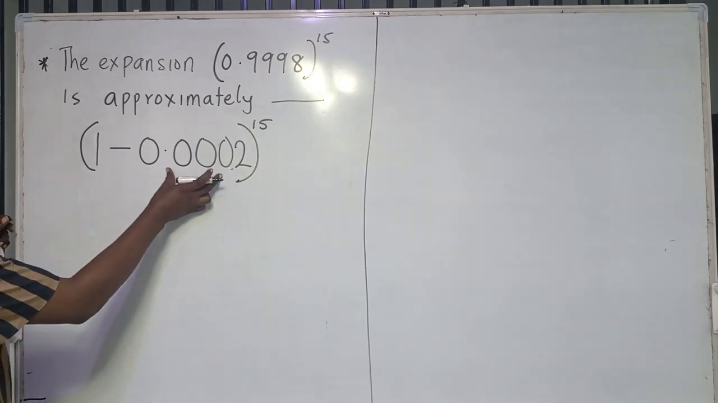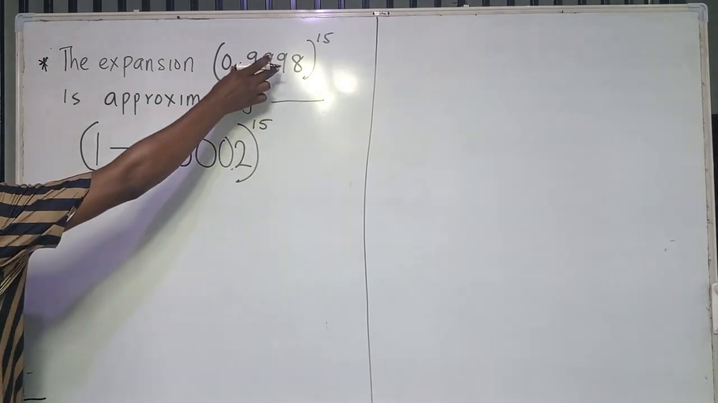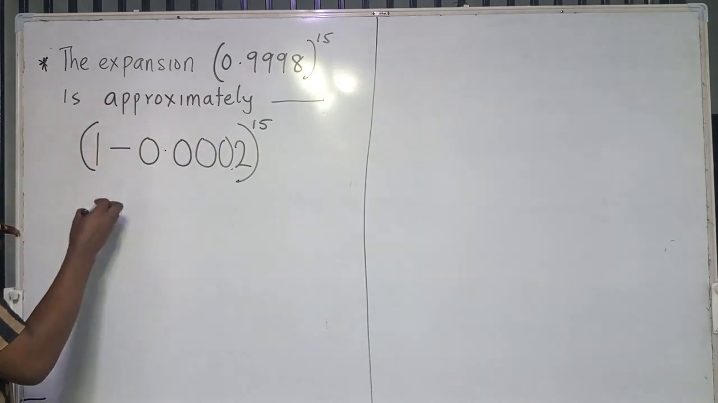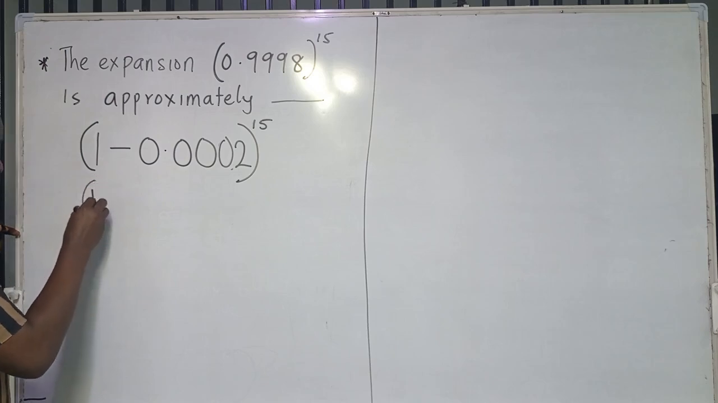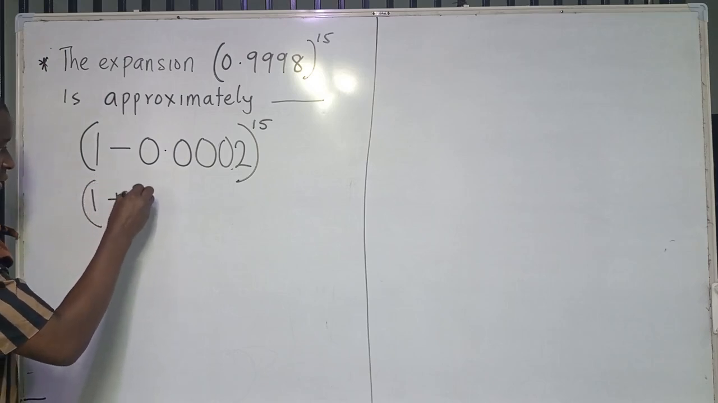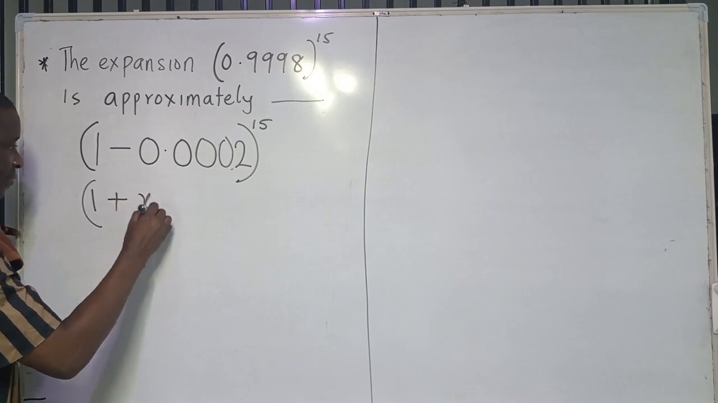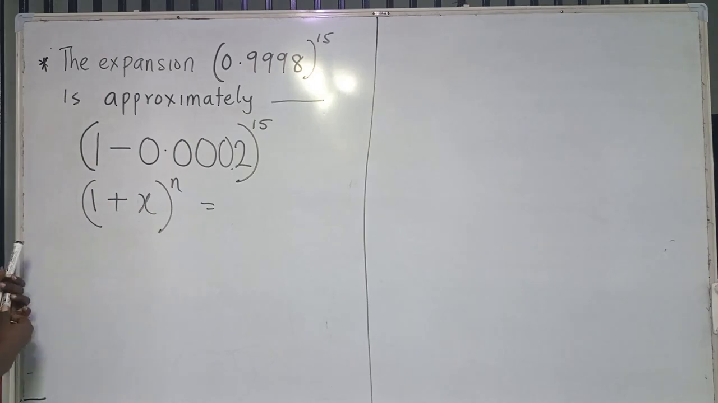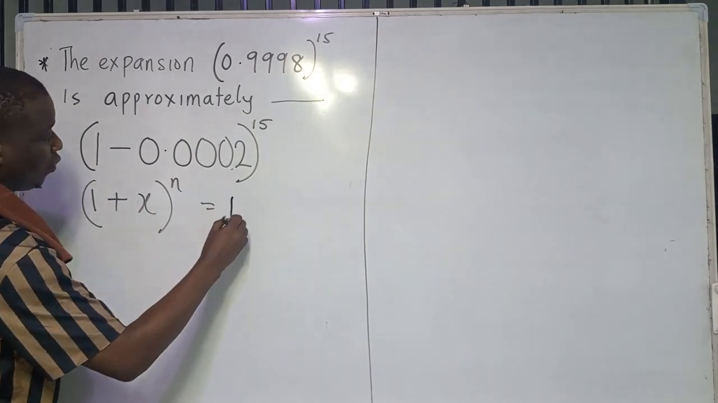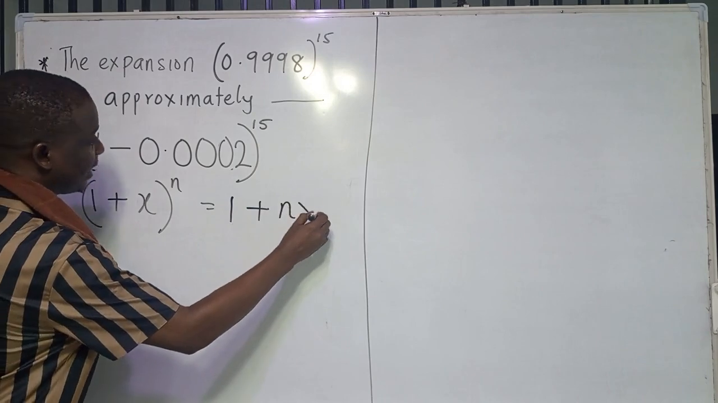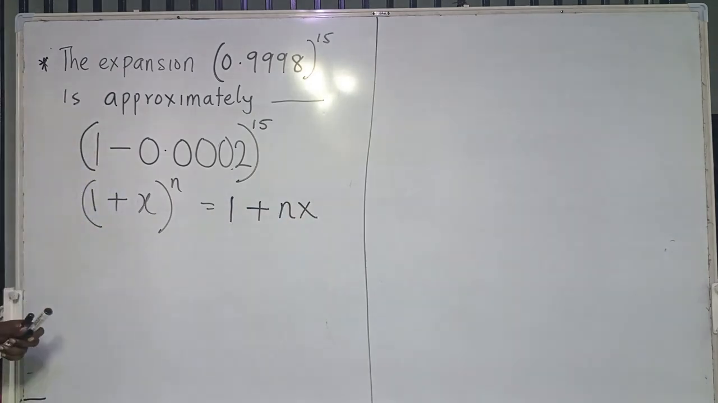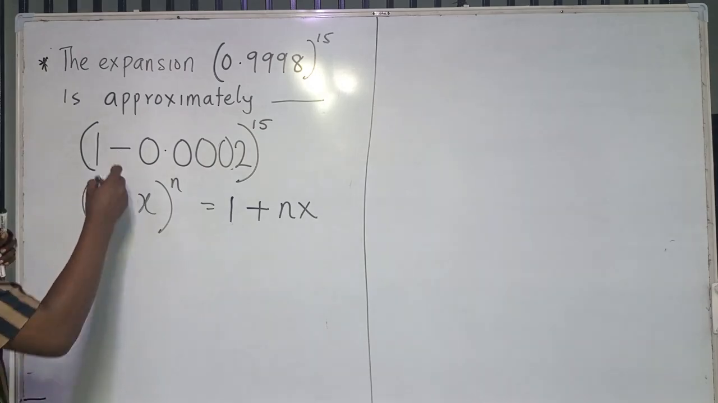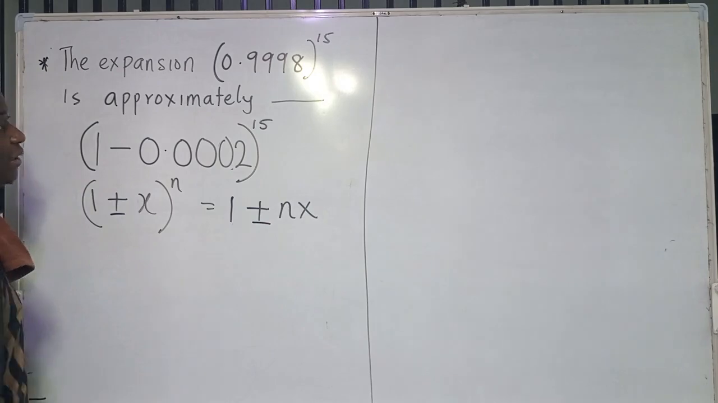Since this is the same thing as this, to apply the binomial expansion for its approximate value, we use this formula. If I have (1 plus x) raised to the power n, the approximate value is equal to 1 plus nx. That is the formula to apply. In this case, it is minus, so plus or minus.